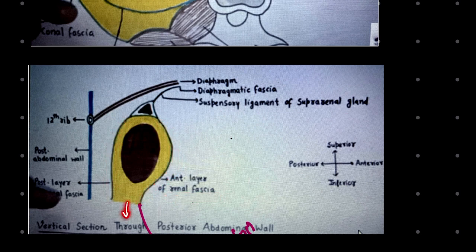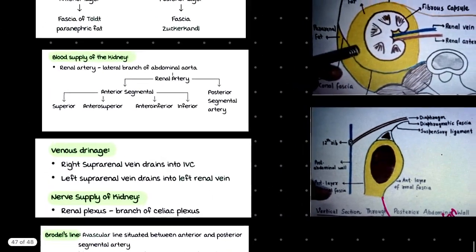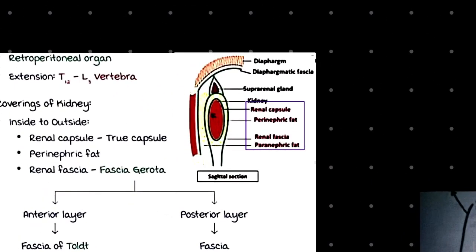Now this inferior region will not be connected, but the superior region of these two layers, anterior and posterior layer of renal fascia, will communicate with each other, and they will surround the suprarenal gland, forming by communicating with the suspensory ligament. And further, they will continue as diaphragmatic fascia. Okay, this was about renal fascia.